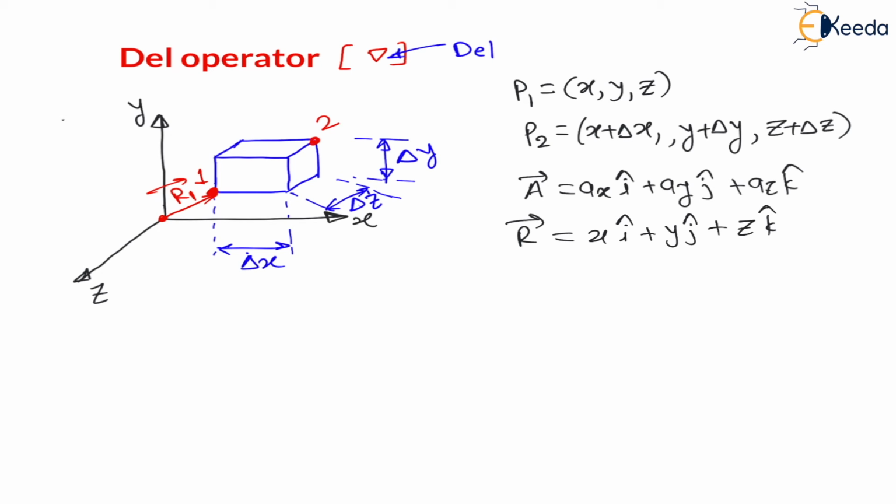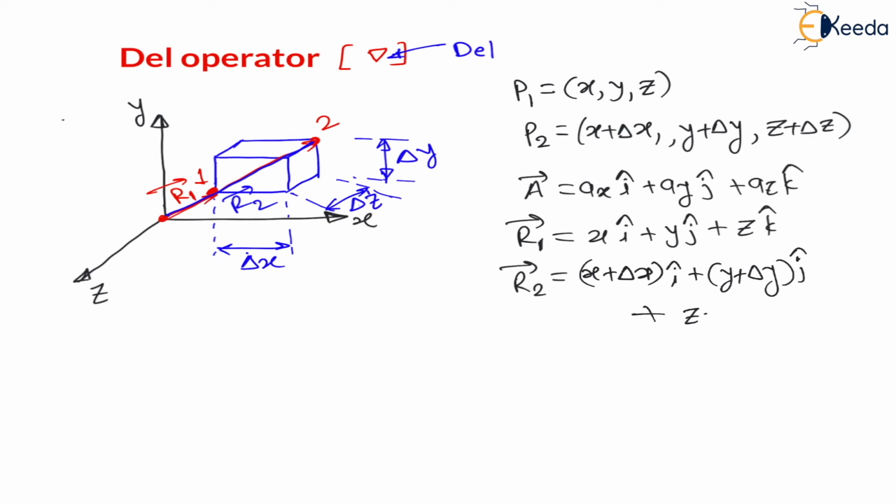And similarly, if I write here vector r2, let us say the vector r2 like this, from the origin to point 2, is vector r2. Therefore, this vector r2 can be written with the coordinates of point 2: x plus del x into i, similarly y plus del y into j, plus z plus del z into k, right?